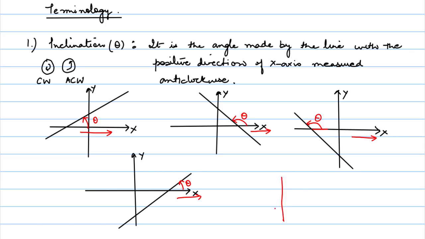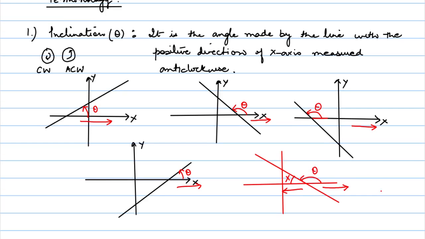For example, if we have this, we won't take this angle. Why? Because this angle is being made with the negative direction of the x-axis. We have to consider the angle which the line makes with the positive direction of the x-axis, and we have to measure it anti-clockwise. This is not the angle; we will take this as the angle.